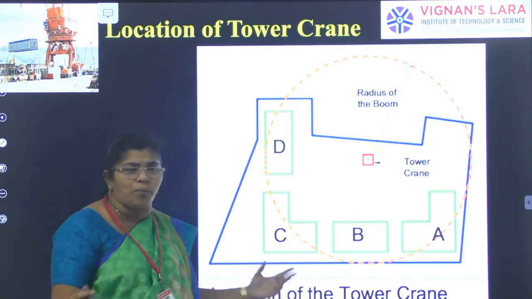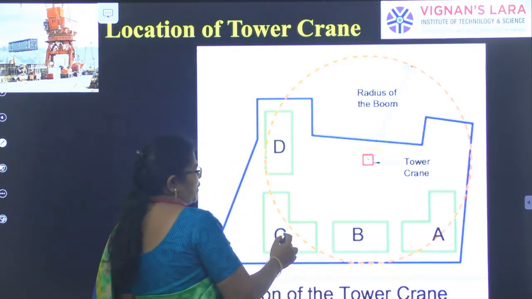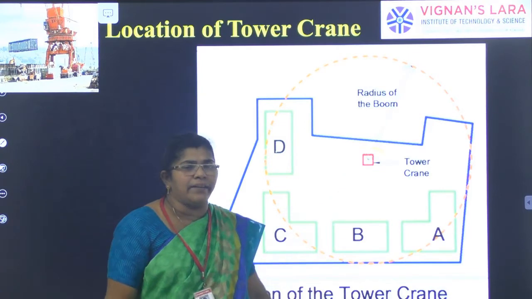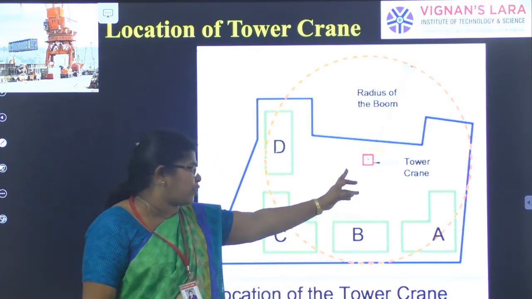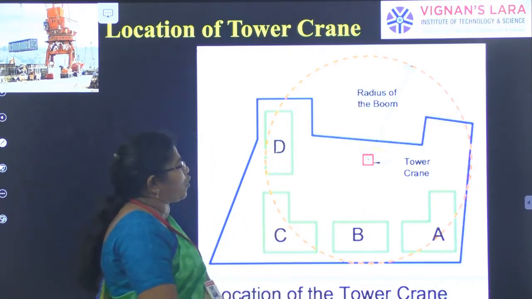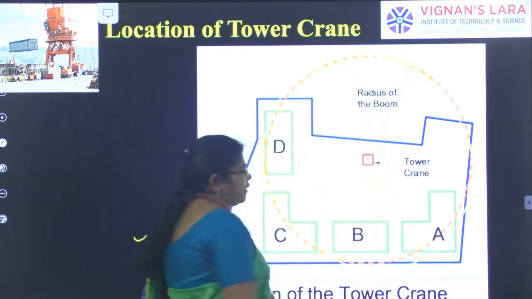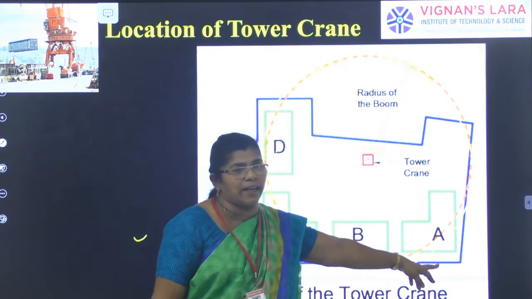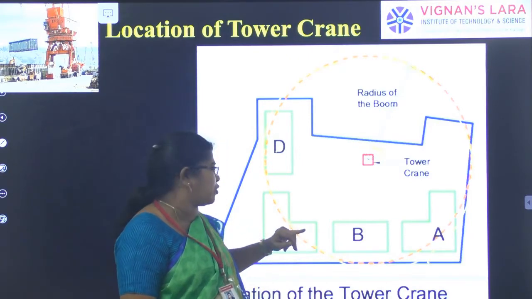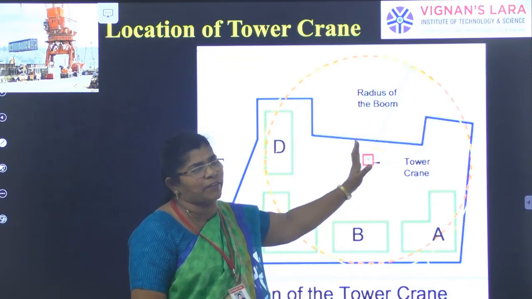If I am having so many buildings to be constructed, you can see A is one building, B is one building, C is one building, D is one building. This is a whole area. If I fix the tower crane, you can see this is a small area where I am fixing the tower crane. So within the whole radius of the boom, I can use this crane. If the work I need is at building A, I can use it. Even if the work is at building C, I can use it. D, B, wherever the building I need the work, I can use it with the help of this.